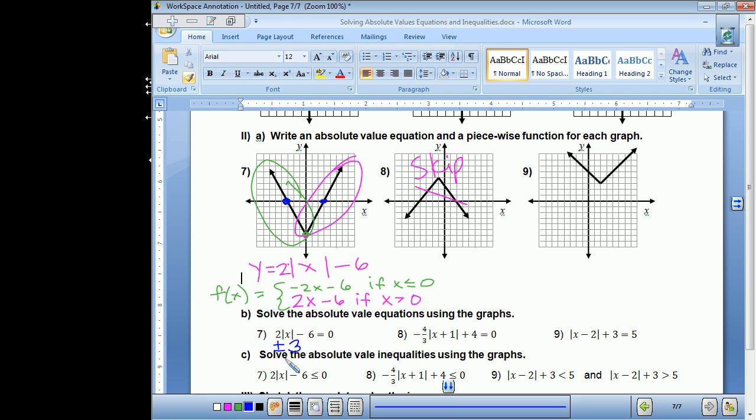Now let's see if that makes sense if we were to solve it algebraically. Let's talk about how you solve an absolute value function algebraically. Some of you may remember, some of you may have never seen it. So the first thing we would do is get the absolute value part by itself. Okay, so to do that we would have to move 6 to the other side and divide by 2.